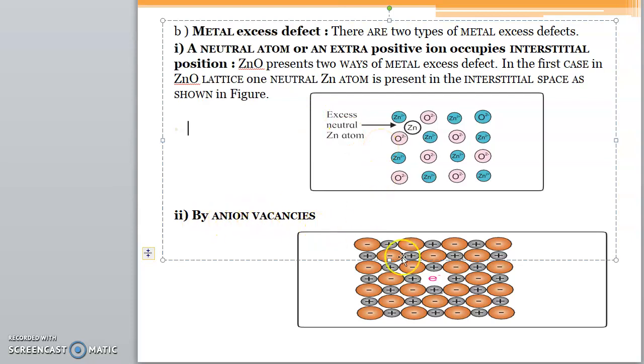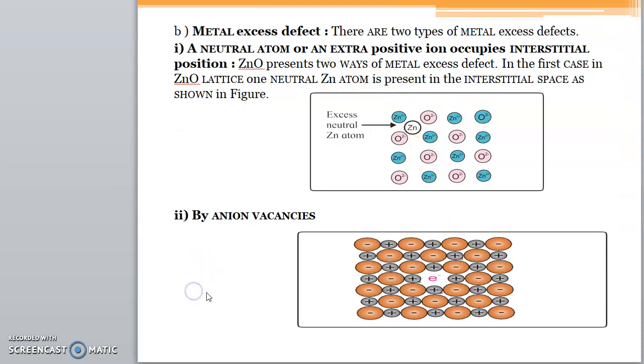Or by anion vacancies. Now there is plus minus, cation anion everywhere, but there is an anion vacancy that is created, which has also led to a metal excess defect. So something like this you'll find. So an electron is added over here. In the first case it is a neutral atom or an extra positive ion. Here it is an anion vacancy. So something like this you'll find in metal excess defect.